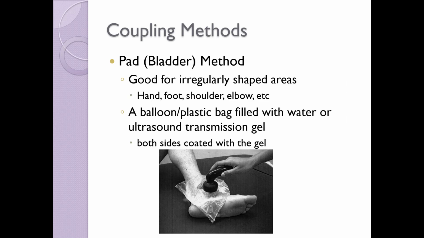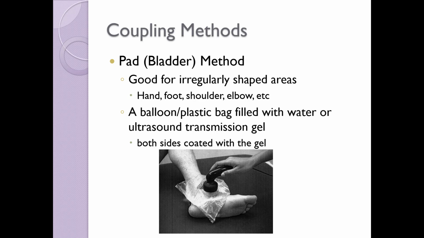Another coupling method is a pad or a bladder as a transmission medium. This technique originally used a balloon, condom, or plastic-filled bag with water or ultrasound transmission gel that was coated with a coupling agent. The bladder is able to conform to irregularly shaped areas, which makes it very versatile in its use. The disadvantage is the formation of air pockets within the bladder that prohibit the transmission of sound waves and the difficulty of holding the gel-coated bladder in place during a treatment.